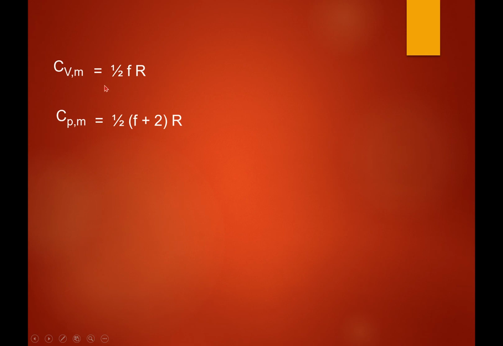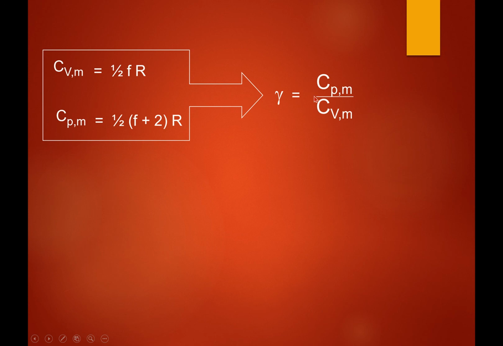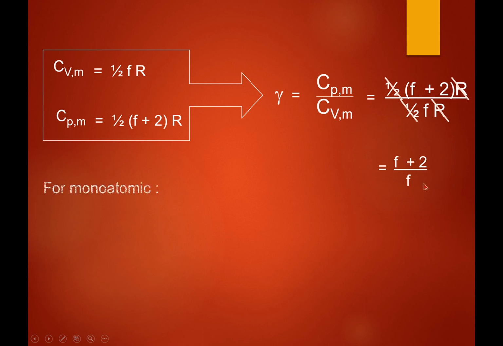Okay, we continue from these two equations. Gamma equals CPM per CVM, so we substitute these two into the equation. CPM is half F plus 2, times R, and CVM is half FR. So we can cancel out the half, and also cancel out R. So gamma equals F plus 2 per F. Okay, that is the ratio of the molar heat capacities: F plus 2 per F.